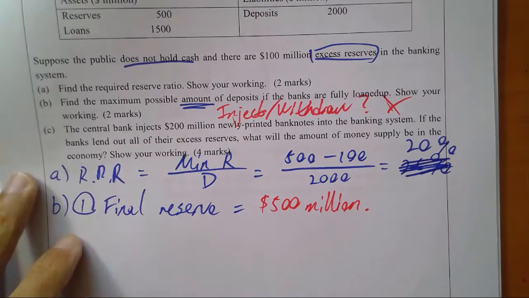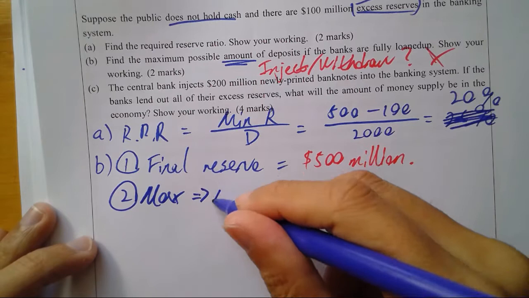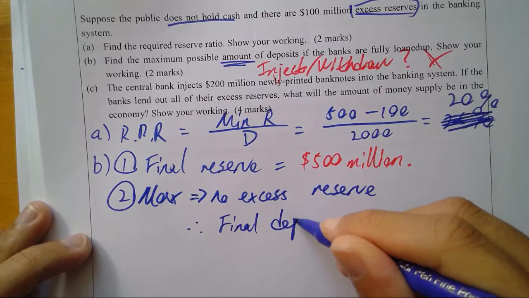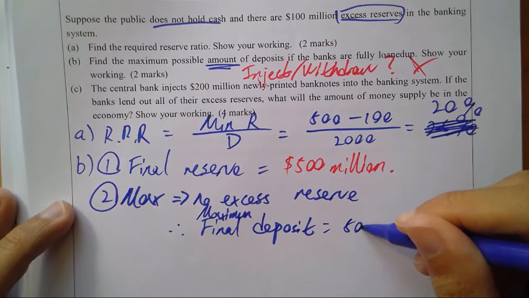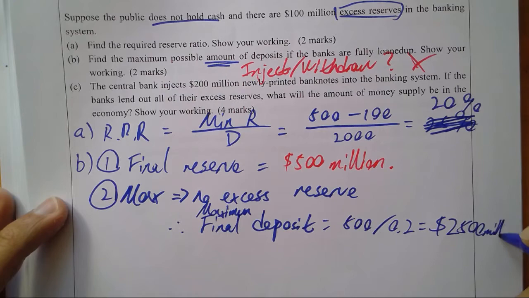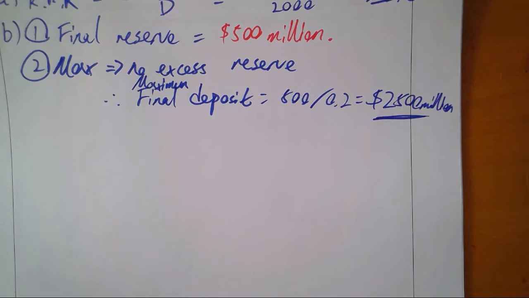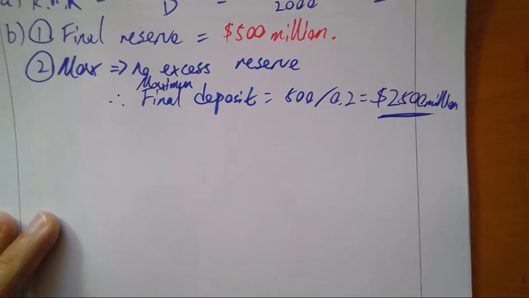Now, therefore, since this is a maximum change, it means that there is no excess reserve. Therefore, the final maximum deposit amount should be 500 divided by this number, 0.2, and that would give us 2500 million. So it turns out we calculate 2500 million. Nothing too difficult. You just work it out like this. Is it very easy? No need to think about other things.